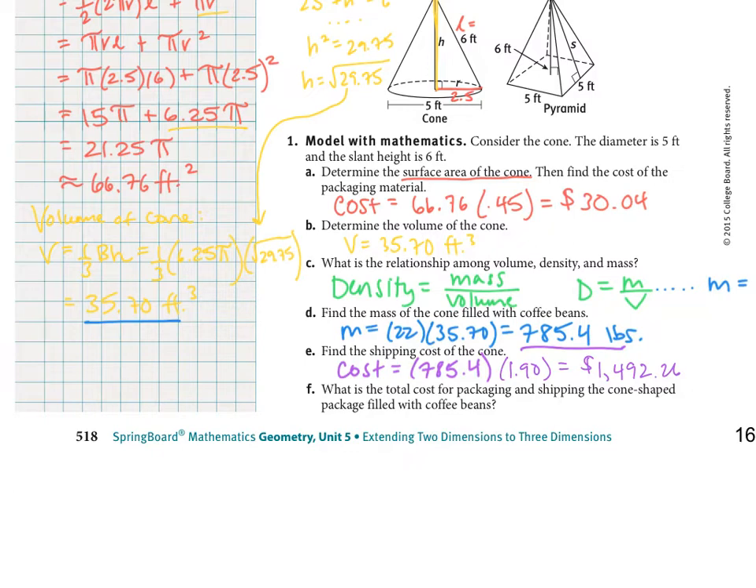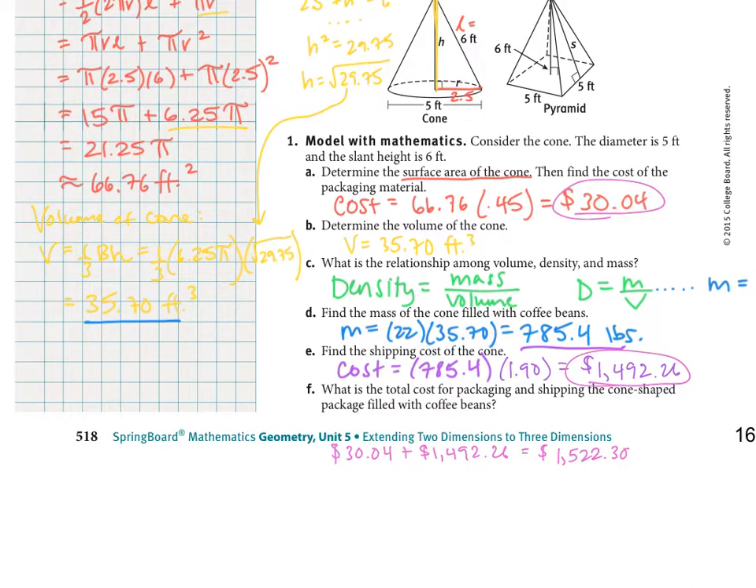Now for part F, it says, what is the total cost for packaging and shipping the cone-shaped package filled with coffee beans? Well, that's where we're going to take our cost up here of $30.04. And we're going to add that to the cost that we just found for the weight, $1,492.26. When we put that in our calculator, we end up getting $1,522.30.